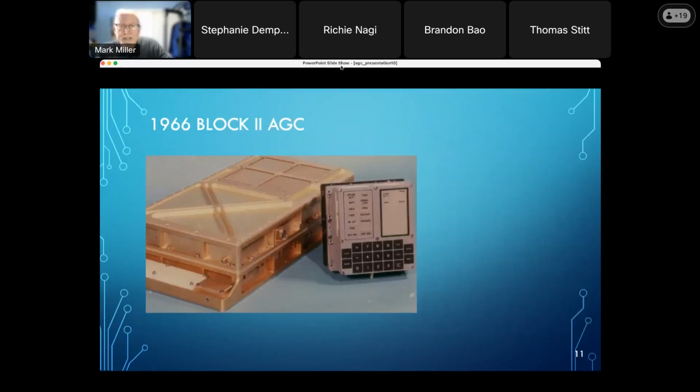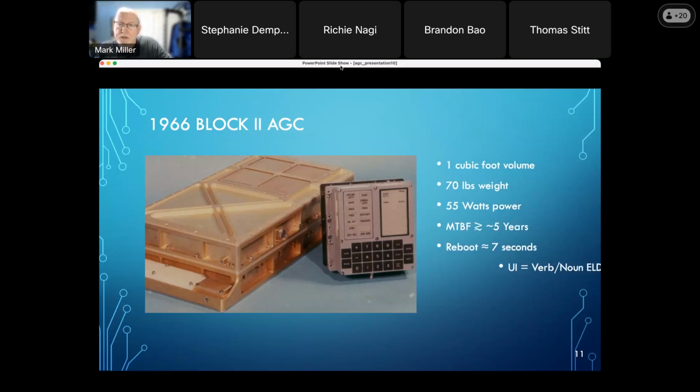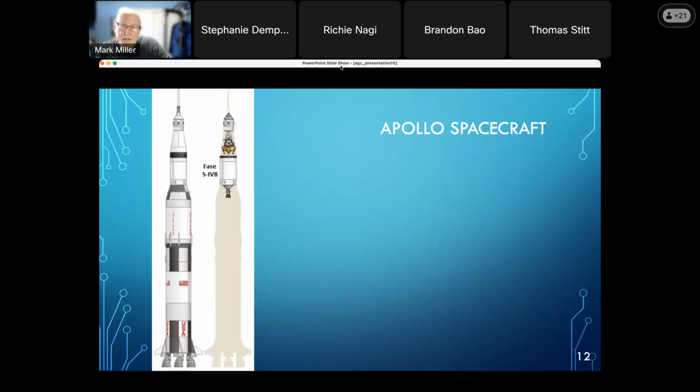So by 1966, MIT and Raytheon had designed and manufactured this computer. The copper housing on the left is the machine, and the display and keyboard on the right was a relatively novel electroluminescent display. It was about a cubic foot in volume, weighed 70 pounds, and used 55 watts of power. The mean time between failure was astronomical, 5 years. It could reboot in 7 seconds. It had a very novel user interface, used priority-based multitasking, and was 2.5 orders of magnitude faster in performance than the machines of the early 60s.